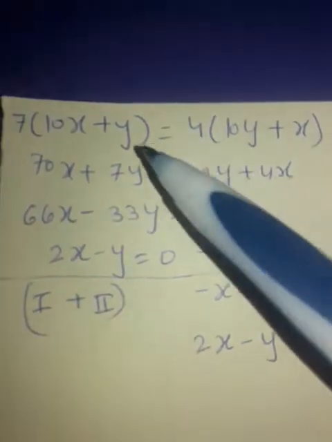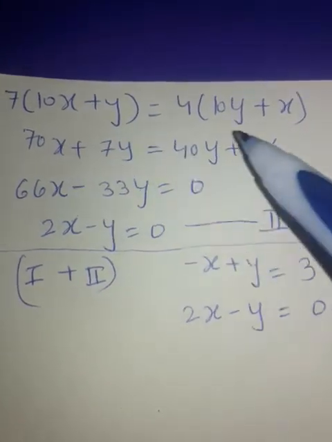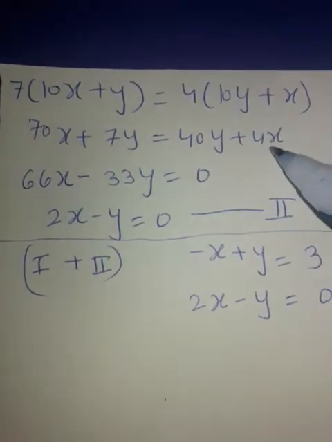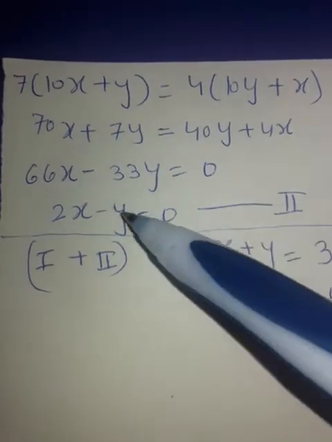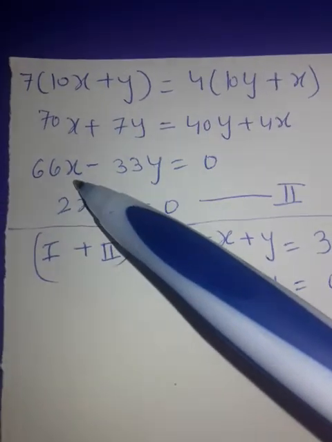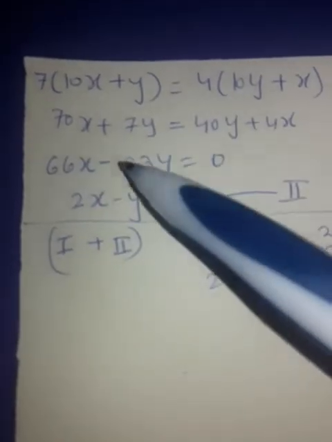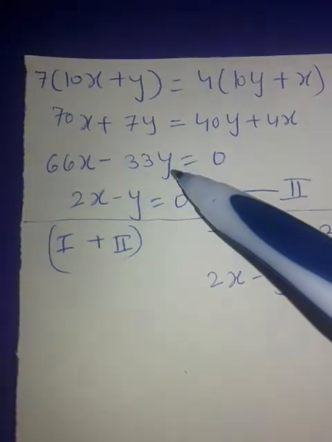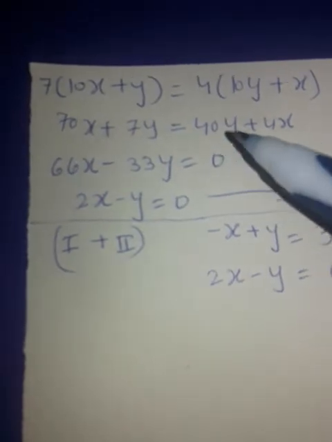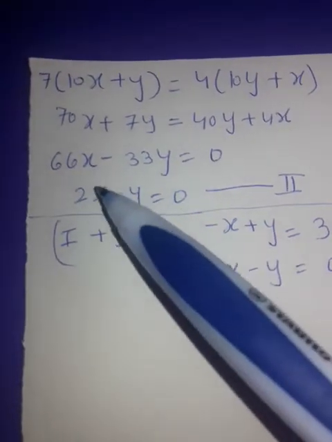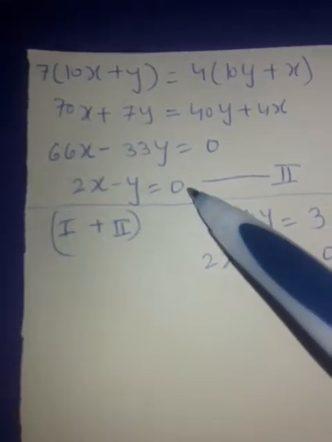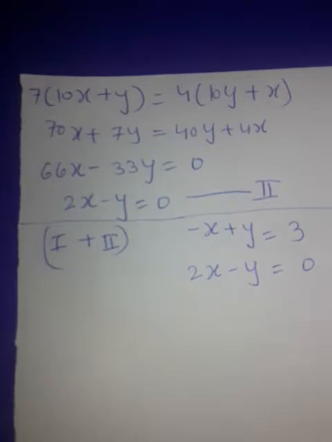I did the cross multiplication like this, and I opened the brackets. Then I get 70x plus 7y is equal to 40y plus 4x. I take all x and y on the left hand side. So 70x minus 4x becomes 66x. 7y minus 40y becomes minus 33y is equal to 0. I have taken everything there, so on the right hand side it's 0. I can take 33 as a common factor. So this becomes 2x minus y is equal to 0. That's how I get my second equation.